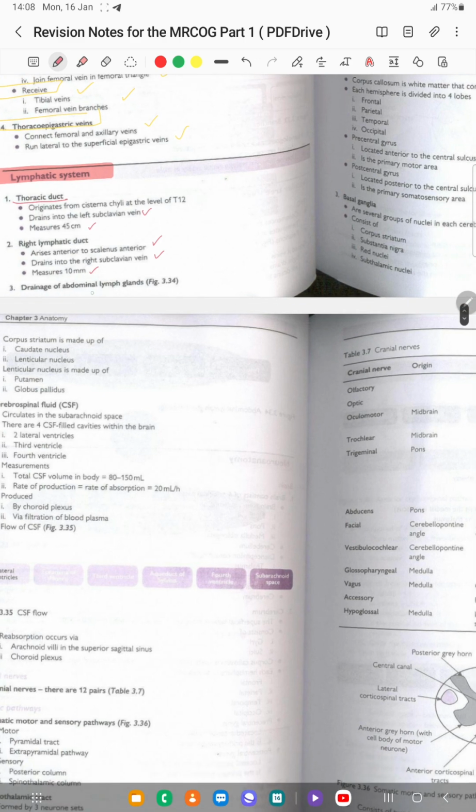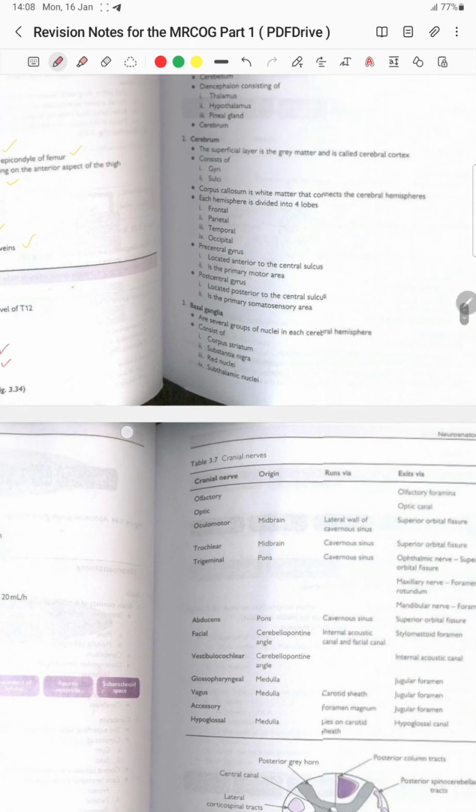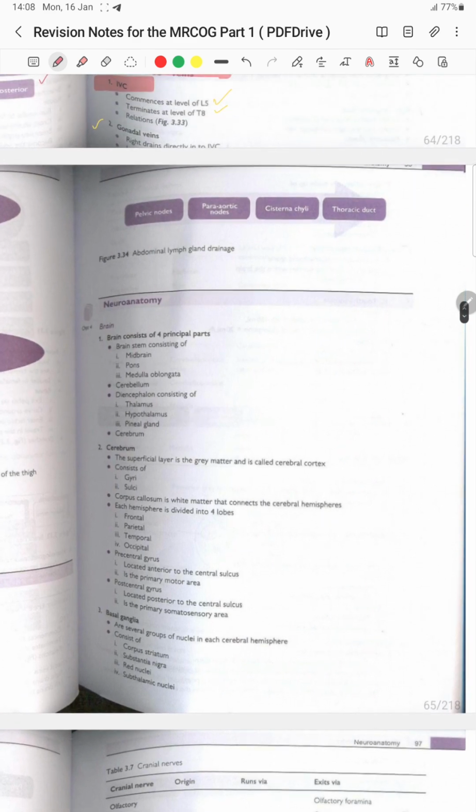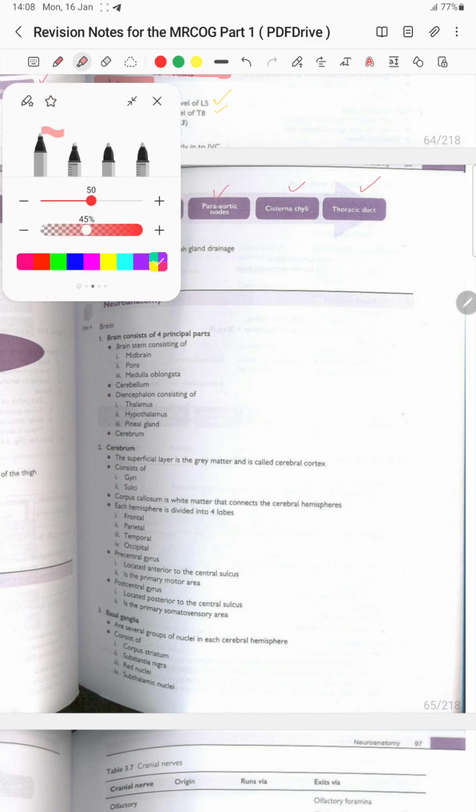The drainage of the abdominal lymph glands: they are the pelvic nodes, the para-aortic nodes, and the cisterna chyli, and the thoracic duct.